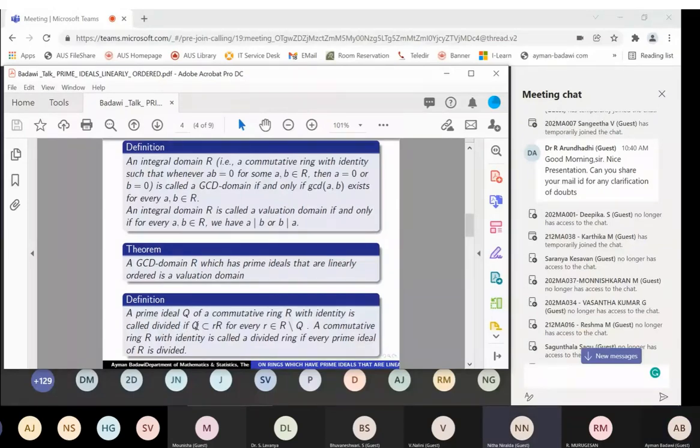Well, if every prime ideal is divided, then your ring, we call it a divided ring. So you know the definition of a divided ring. Divided ring means every prime ideal is divided. Okay? All right.